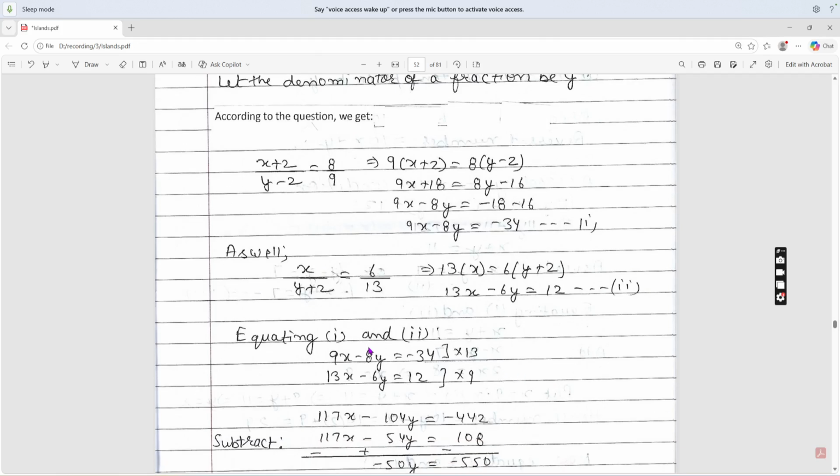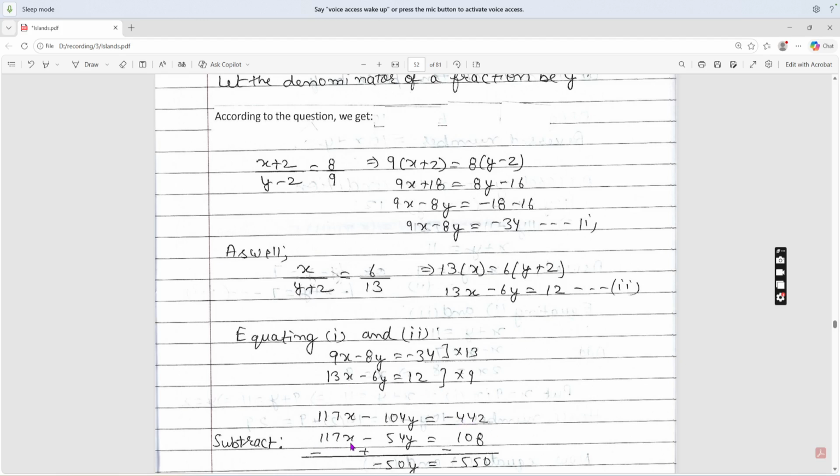So now we have these two equations to be solved. 9x minus 8y is equal to minus 34. 13x minus 6y is equal to 12. It is a little harder in calculation, but we can do it. We have to do cross multiplication. 13 will be there, 9 would be there. 13 into 9 is 117x minus 8 into 13 is 104y is equal to minus 34 into 13, that is equal to minus 442.